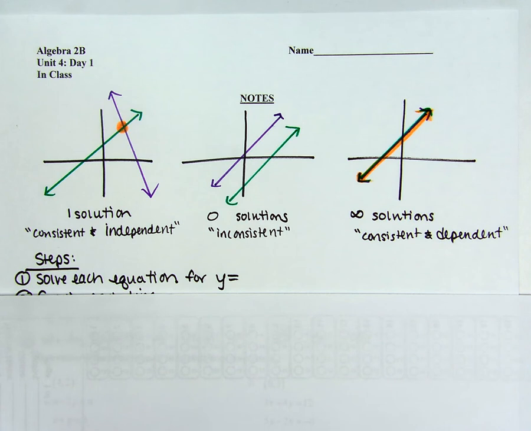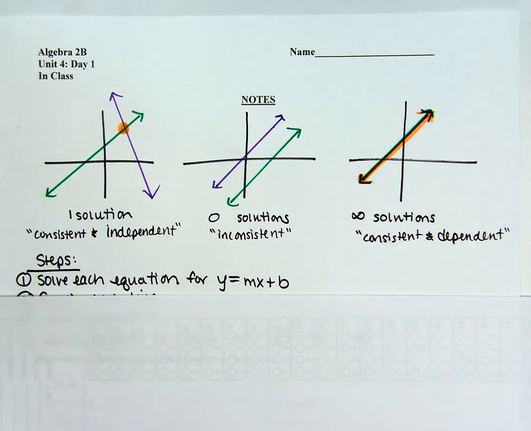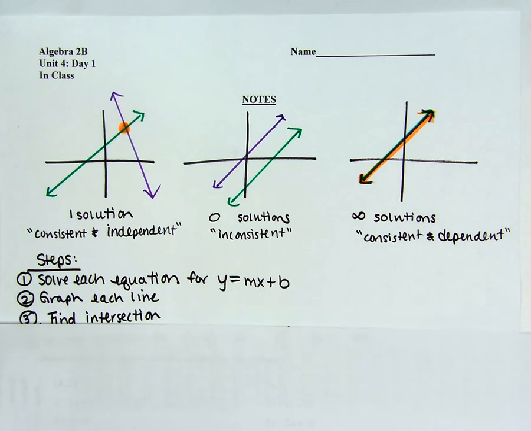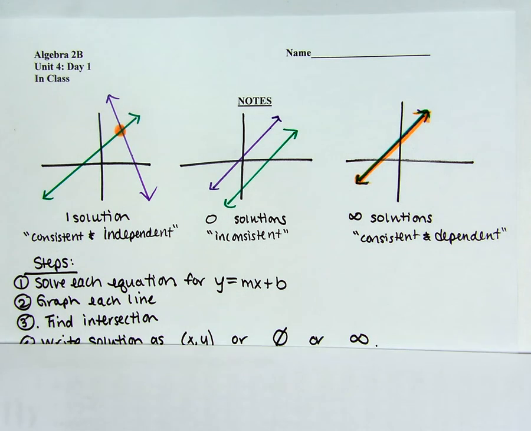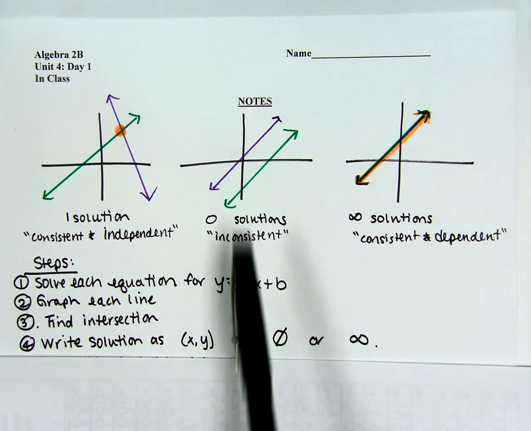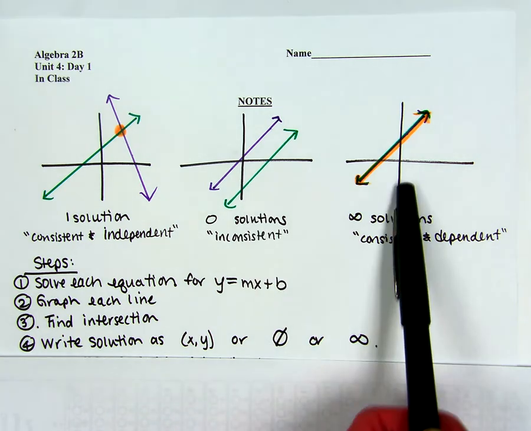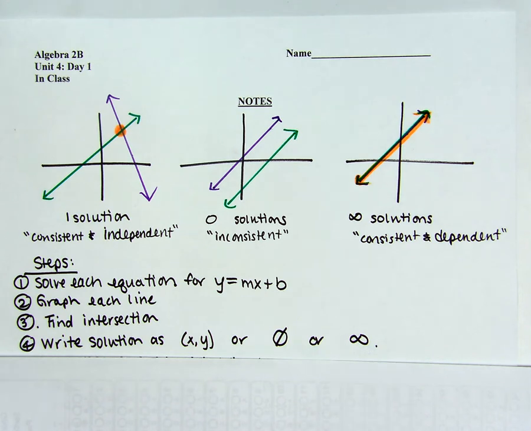We're going to be solving each equation for y equals so that you get it in the form y equals mx plus b. So you can graph just as you normally would. The only difference is you'll have two lines instead of one line to graph. You're going to graph each line, and then you're going to find the intersection, and you're going to list your solution either as a point if you have just one ordered pair, as in this case, or if you have no solutions, you can say empty set. And if you have infinitely many solutions, you can say that you have infinitely many solutions.